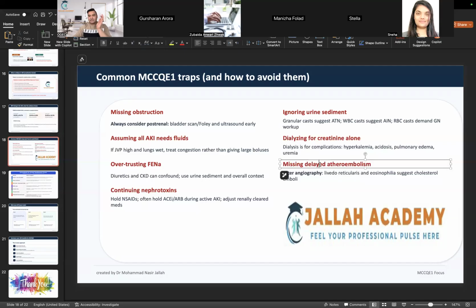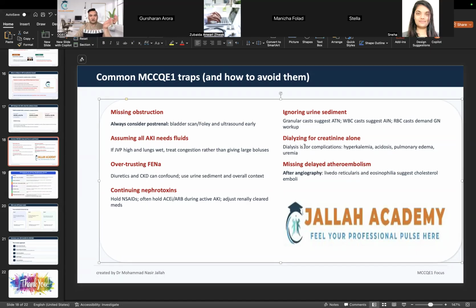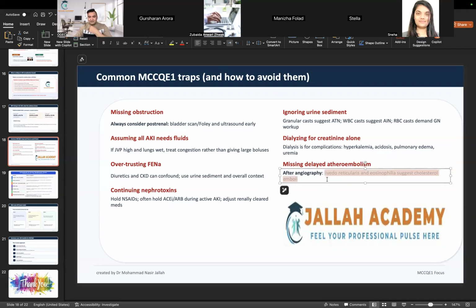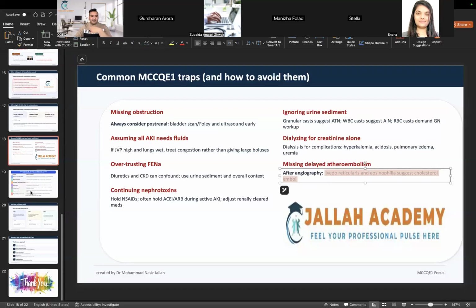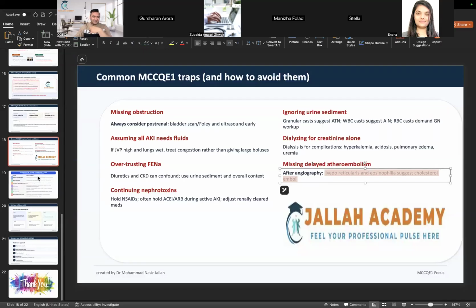And for the analysis, we are not analyzing for the creatinine alone. So we don't do just creatinine. We have to check for the urea. We have to check for the hyperkalemia. We have to do the metabolic panel and so on and so forth. Pulmonary edema. Delayed atheroembolism after angiography, livedo reticularis, and eosinophilia suggests cholesterol emboli. Remember this. It might be in the exam.